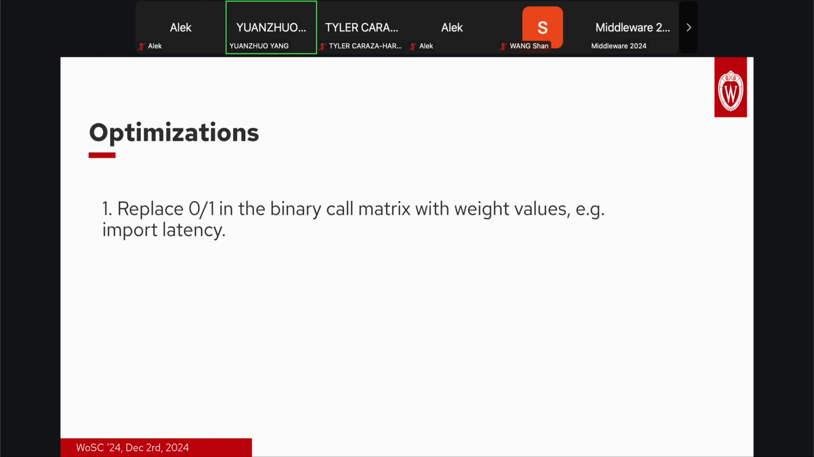So after looking at the basic version of tree generating, we proposed 2 optimizations. First is to replace 0 and 1 in the binary call matrix with weight values, for example, import latency. The motivation is that some packages are heavier than others, and putting them in the tree first will be more helpful. And we call this optimization time-based weight.